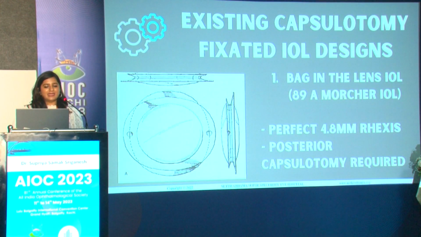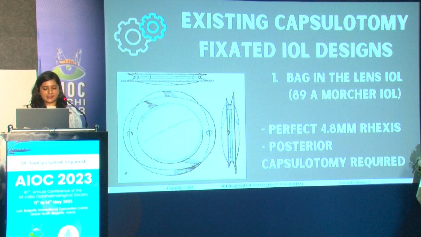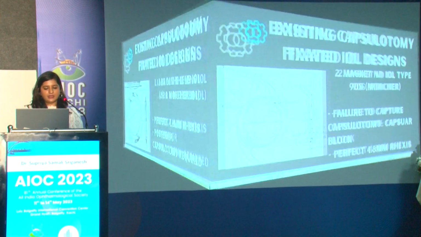So there are a few existing solutions for capsulotomy fixated IOL designs, the first of which is the bag in the lens IOL or the Morcher IOL. For this, a perfect 4.8 mm rhexis, preferably a femtorhexis, is required, and a posterior capsulotomy is required. So the anterior and posterior capsulotomy are captured in the IOL. So it's called the bag in the lens IOL. This has a groove in the periphery.